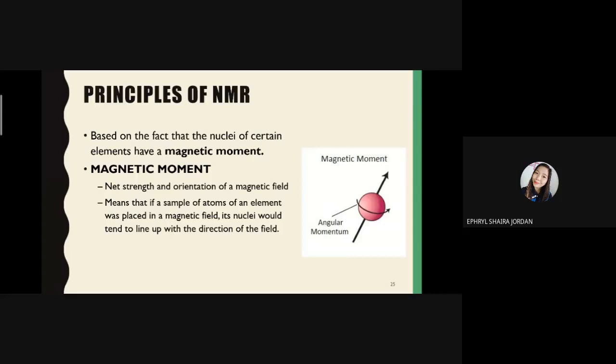So the principles of NMR is based on the fact that the nuclei of certain elements have magnetic moment. So what is magnetic moment? Magnetic moment is the net strength and orientation of a magnetic field. This means that if a sample of atoms of an element was placed in a magnetic field, its nuclei would tend to line up with the direction of the field.